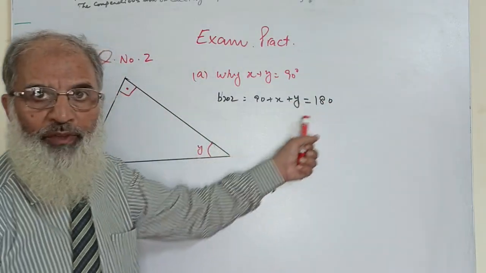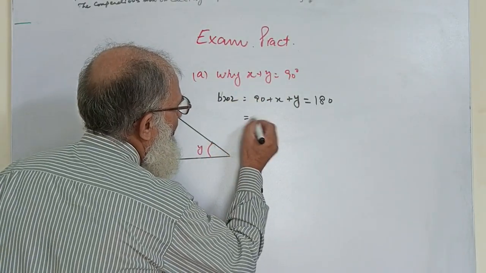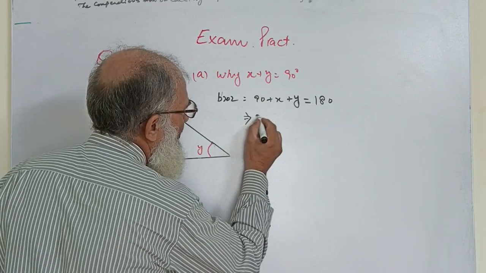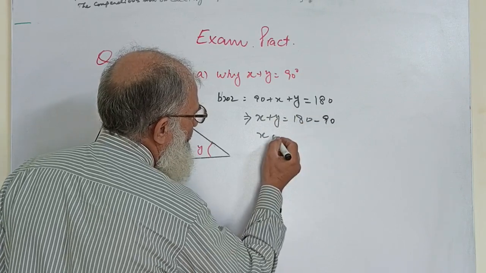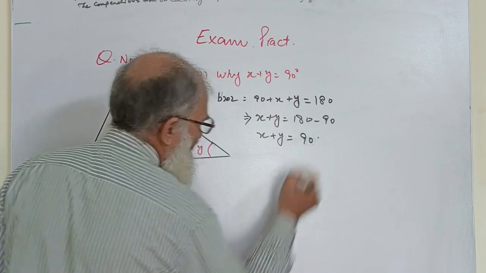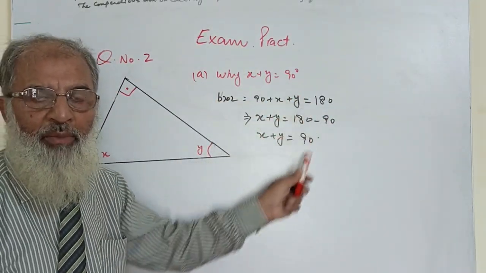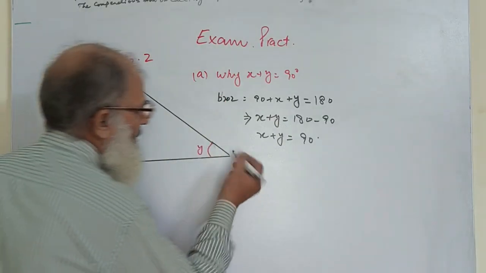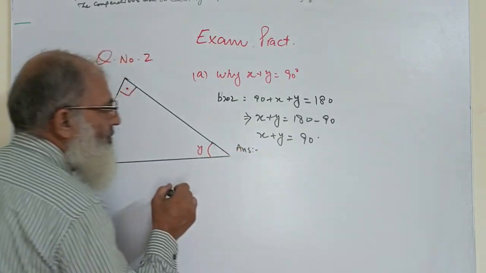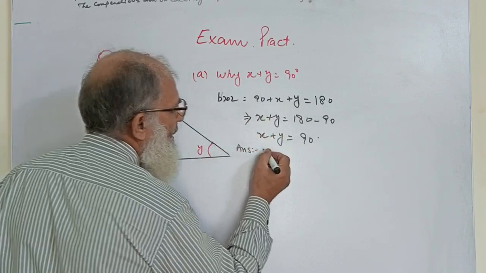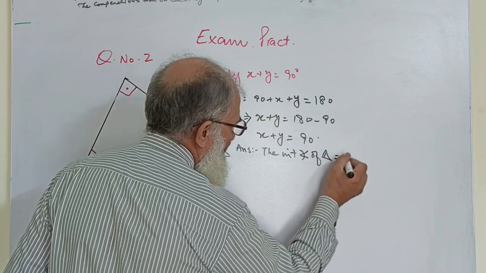Now you are going to work out why these are equal to 90 degrees. When we eliminate this 90 over here, it becomes x plus y is equal to 180 minus 90. So x plus y is equal to 90 degrees. Because you can write that the sum of the interior angles of a triangle is equal to 180 degrees. This is the answer to the question.